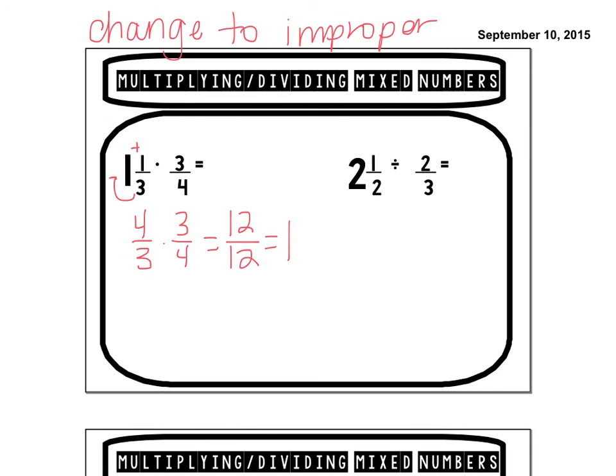The next one's division, so I'm going to change to improper. 2 times 2 is 4, plus 1 is 5, so we have 5/2 times, I have to flip the second. We end up getting 15/4. Well, 4 goes into 15 3 times with 3 leftovers.